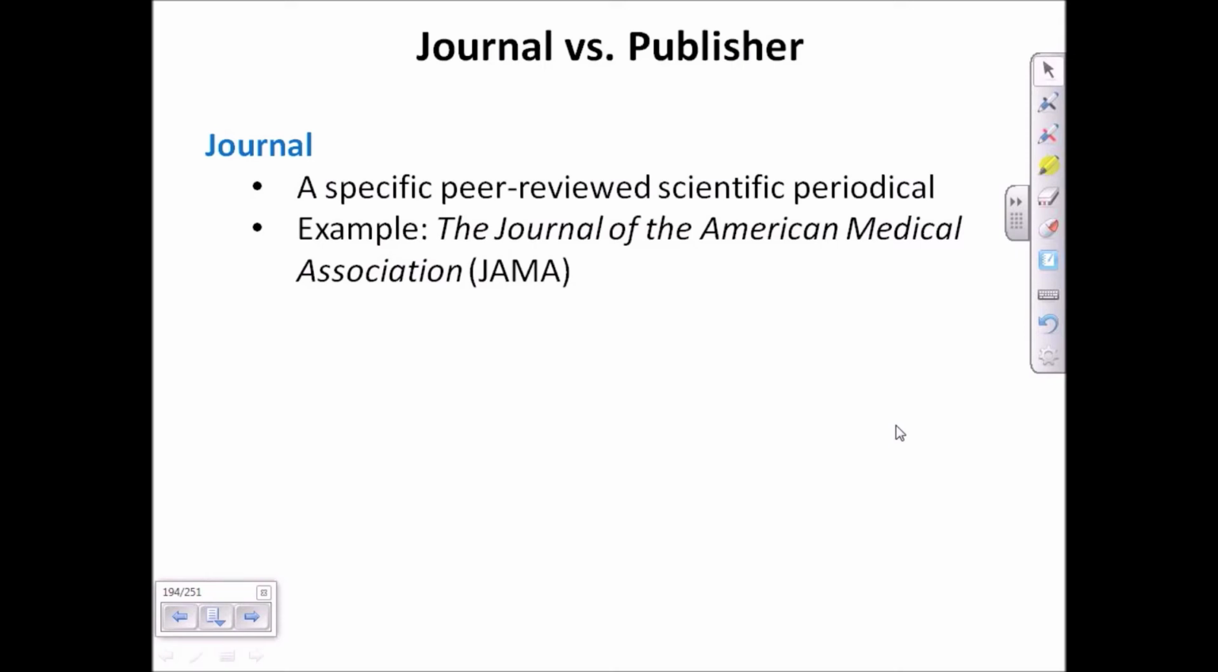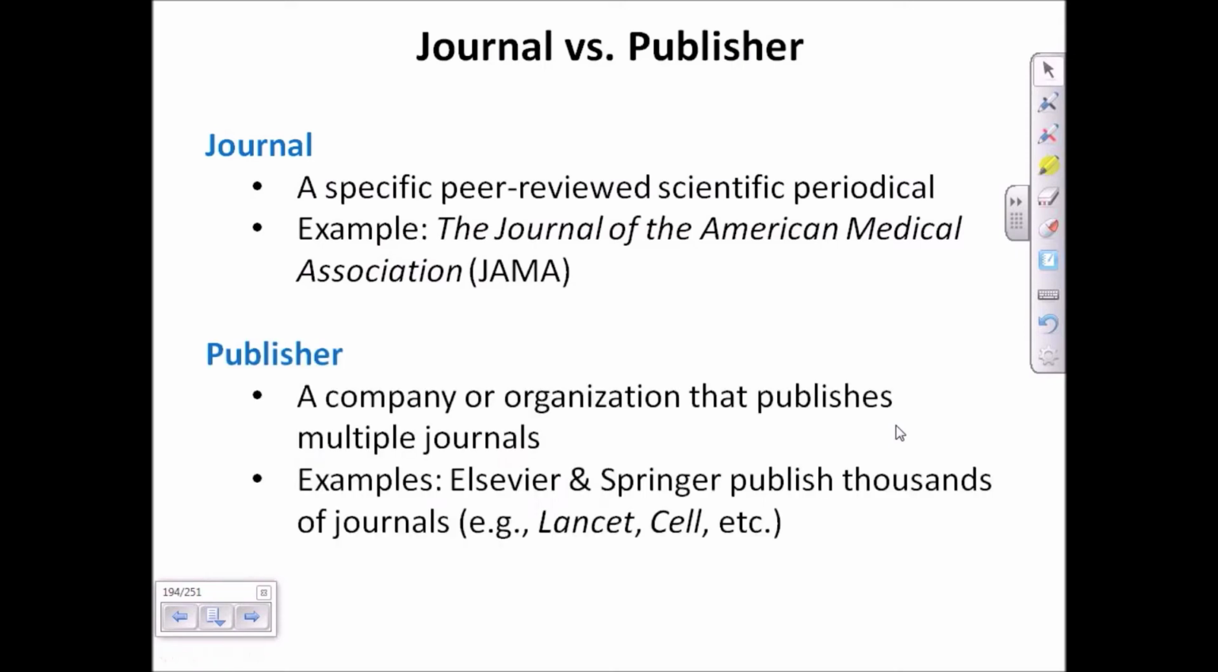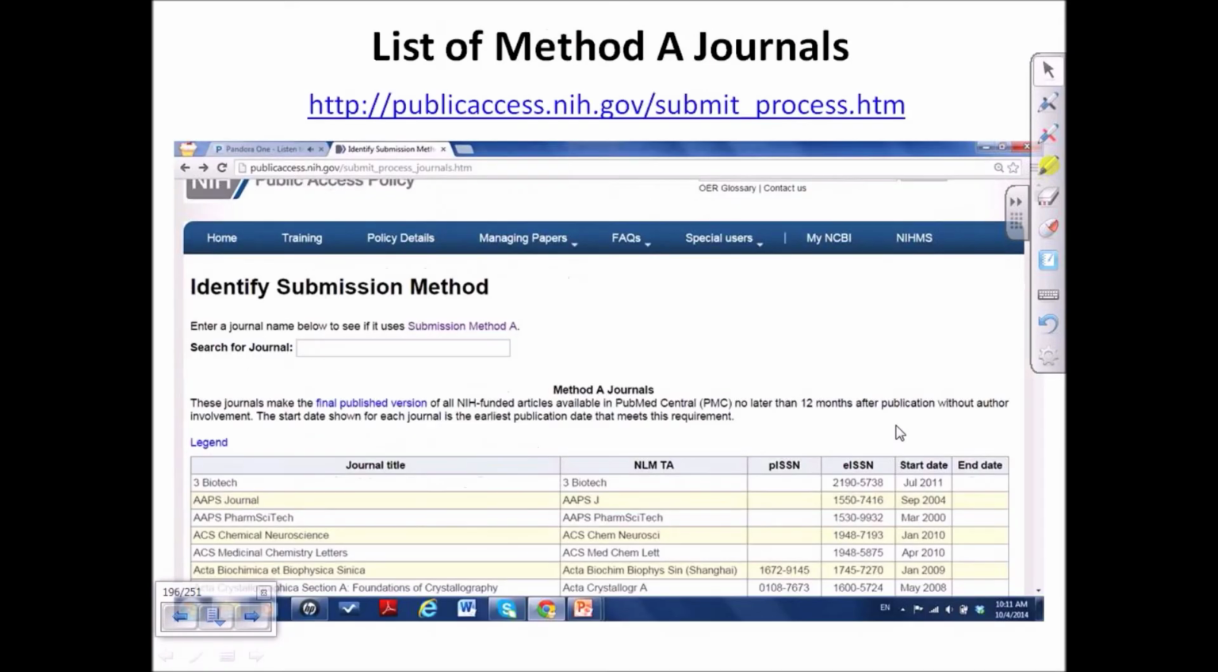Before we do that, though, just a reminder of the difference between a journal and a publisher. A journal is a specific peer-reviewed scientific periodical. For example, the Journal of the American Medical Association, JAMA, is one particular journal. A publisher is a company or an organization that publishes multiple journals. So not just Elsevier and Springer. There are also other organizations like the American Academy of Cancer Research. They publish 7 or 8 different journals because they're all related to cancer research. So you need to know who the publisher is.